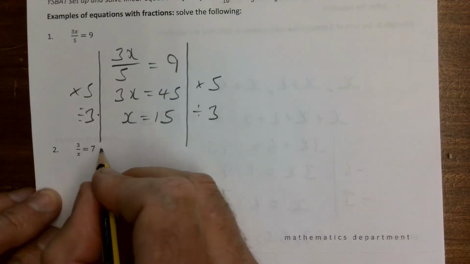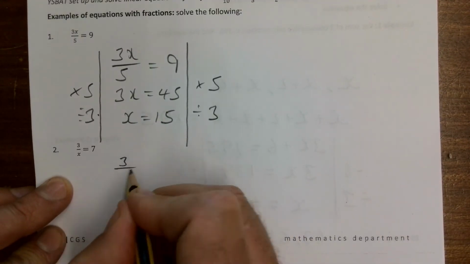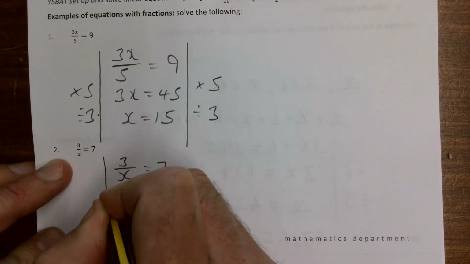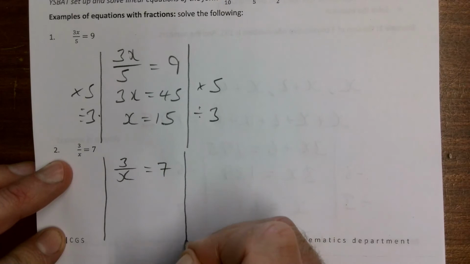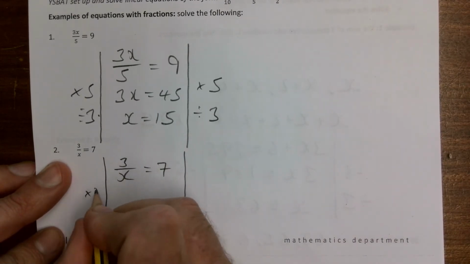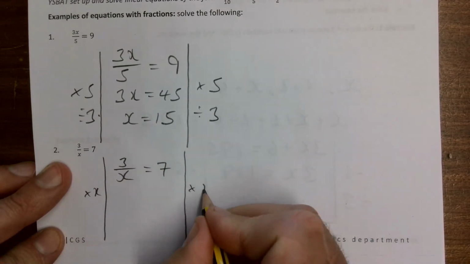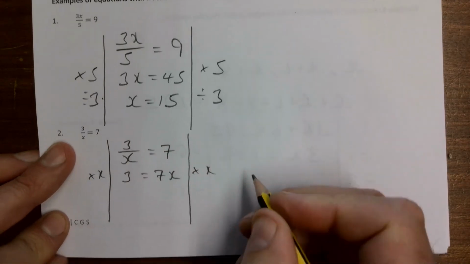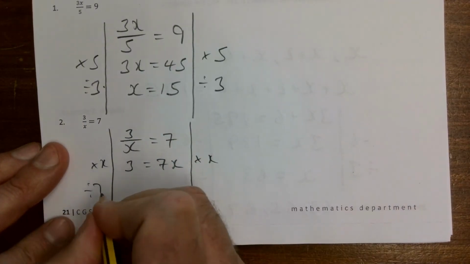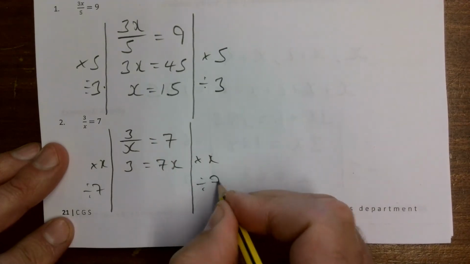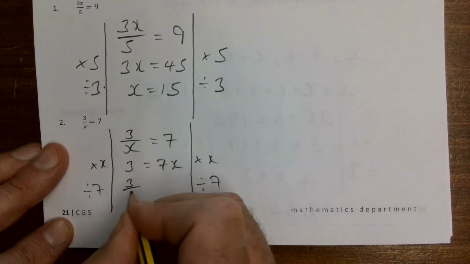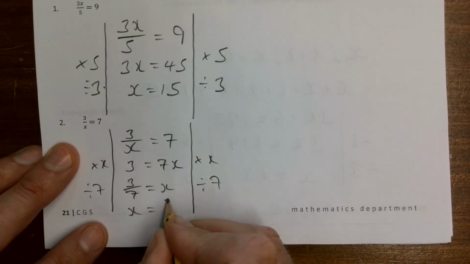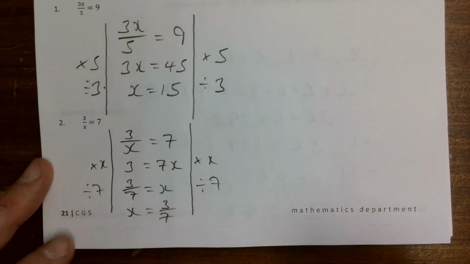Second example, 3 over x equals 7. This is a trickier one. It's not quite as intuitive. But I'm going to times both sides by x. That's the one on the bottom. So times by x. I'm going to get 3 equals 7x. And then I'm going to divide by 7. I'm going to get 3/7 equals x, or x in this case then is 3/7.